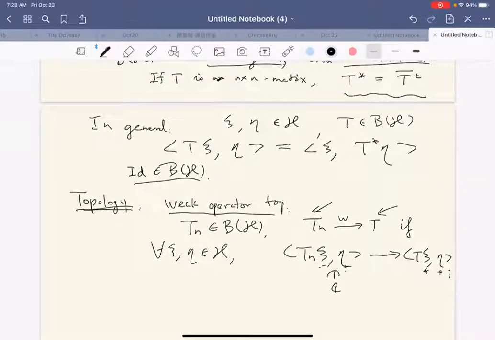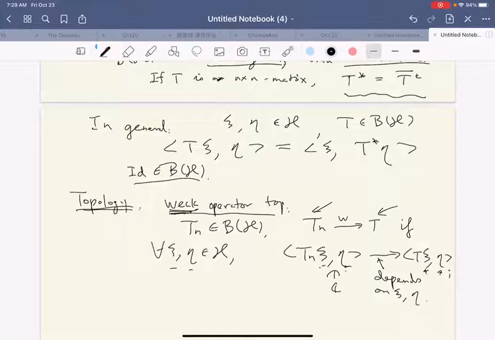The point is that here you do not require uniform convergence, right? No uniform convergence. This depends on psi and eta. If you prepare the state, let's just put eta to be the same as psi. You can do that too. So it depends on the state, and the rate of convergence depends on the state. So this is rather weak. This is the weak operator topology.